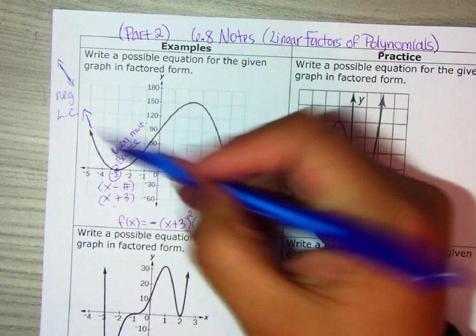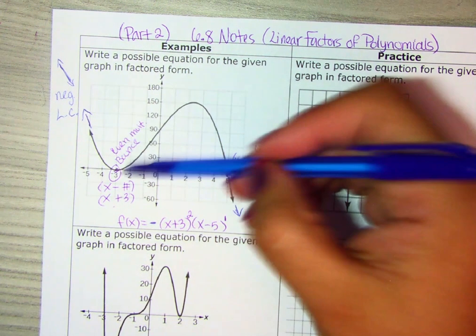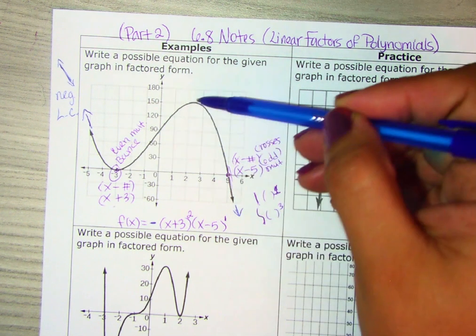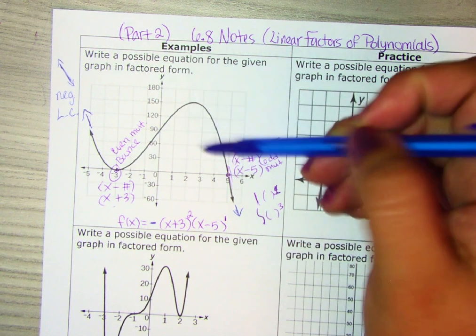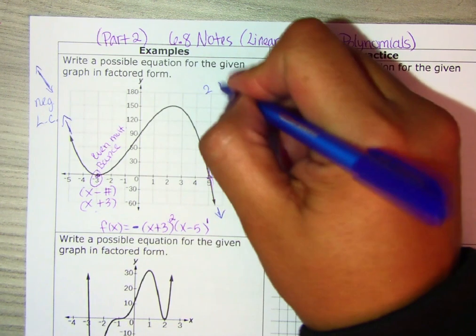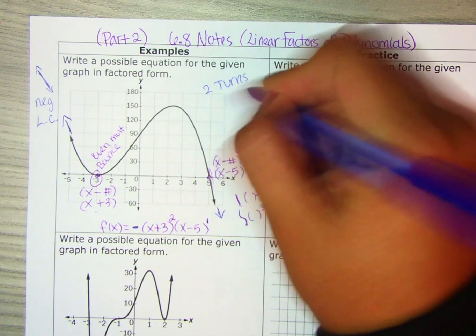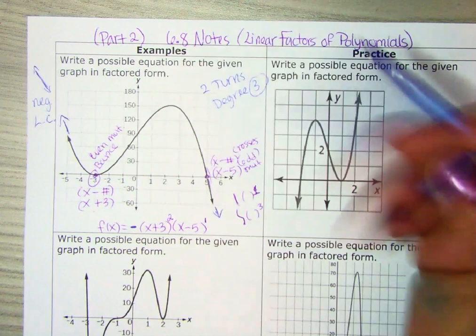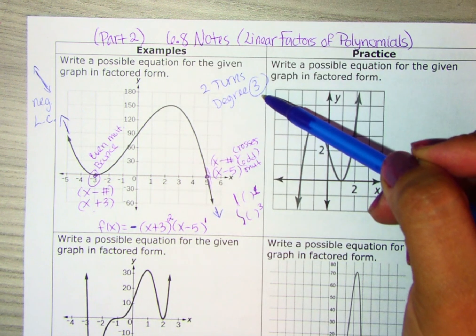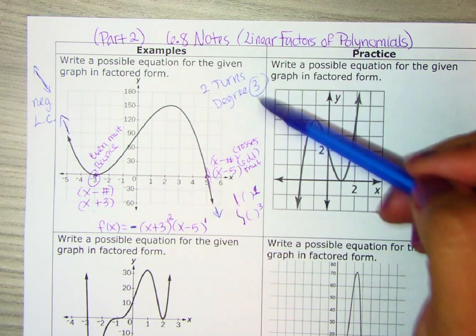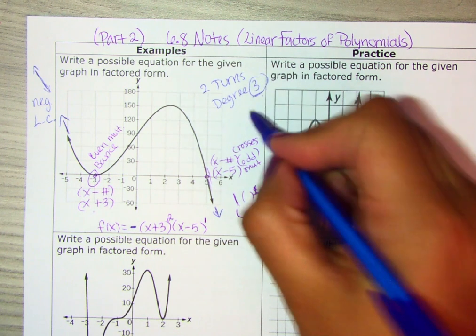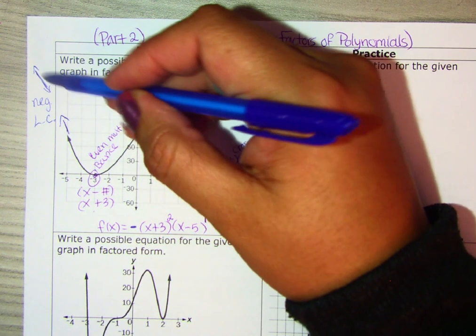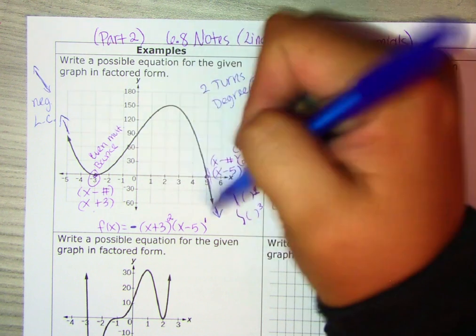And then as far as the degree, we notice that it has 1 turn, 2 turns. So that's 2 turns, which results in a degree that is higher. So the turns are always 1 less than the degree. And then it all connects here when you look at it. The degree is 3, which is an odd number. And that's why the graph has an end behavior of different directions.